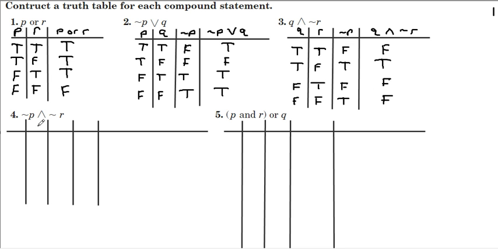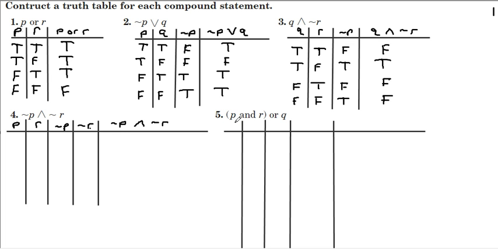Alright, and that's the setup for the rest of these. I'll just label the columns and then you can try these. Here on number 4 we have P and R. There's a P column, an R column. We need a not P column and a not R column. And then we top it all off with not P or not R.